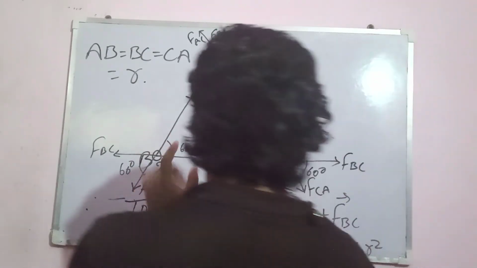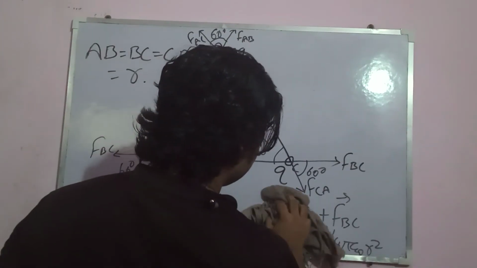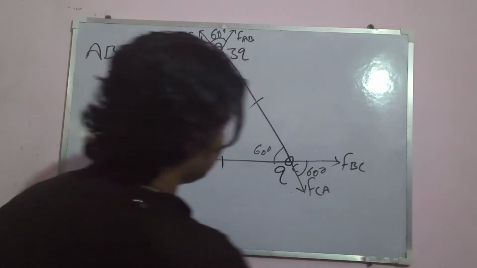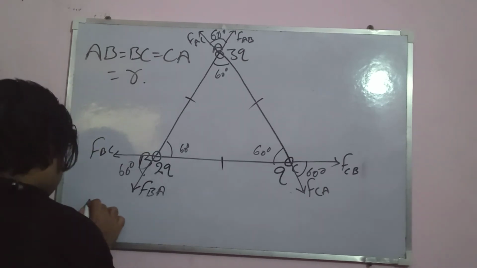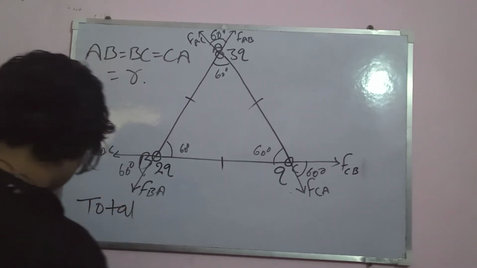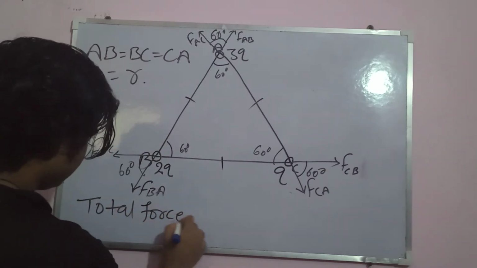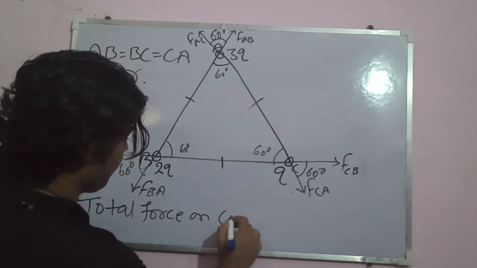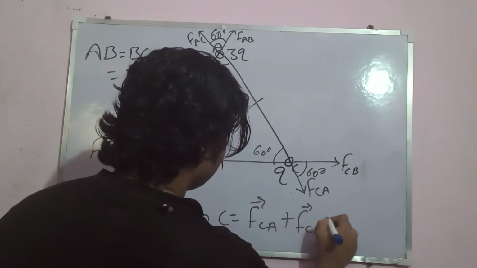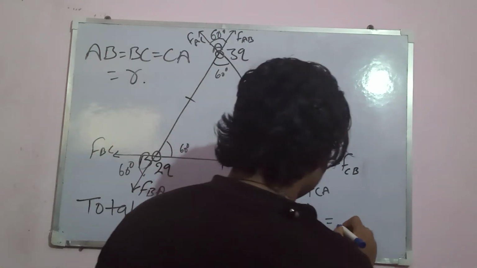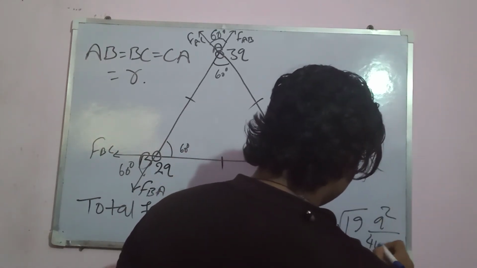So by the calculation, parallelogram law, we can identify this to be. See, the total force, is it visible? Yes. The total force on C is equal to FCA plus FCB. That value is equal to root 19 q squared by 4 pi epsilon naught r squared.